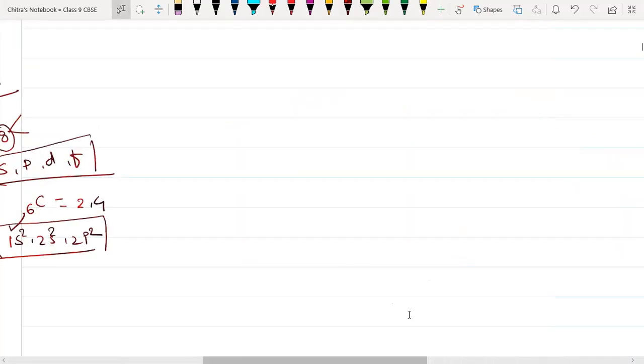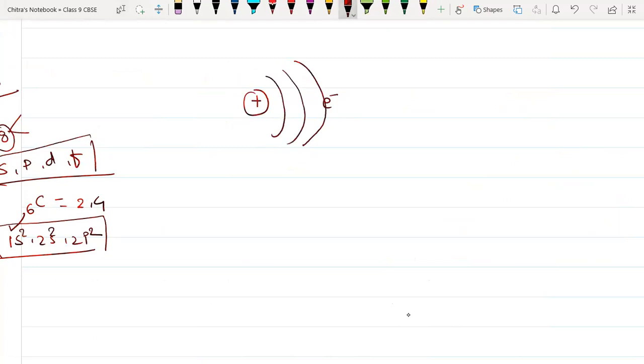Suppose here we have the nucleus, and this is the outermost shell of sodium with 1 electron. Here we have the first shell with 2 electrons, the second shell with 8 electrons, and the outermost with 1 electron. Sodium has atomic number 11, so its electronic configuration is 2, 8 and 1. In the outermost shell we have 1 electron.